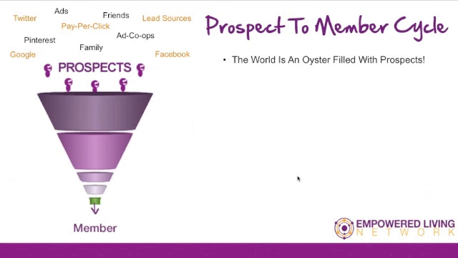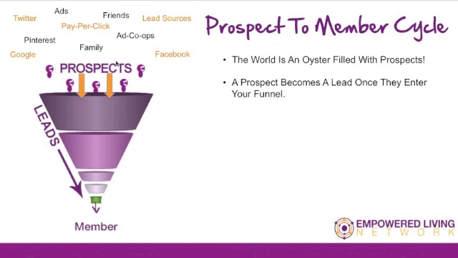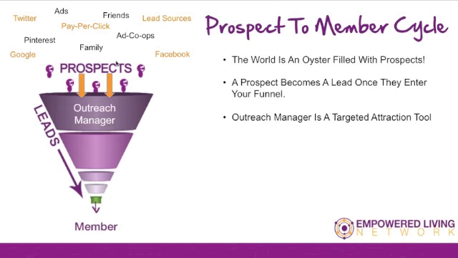Now watch this. The goal of this type of advertising, or this type of connection with friends and family, is to take prospects and get them into your funnel. Once they are in your funnel, and there are multiple ways you can do it, they're called a lead. A prospect is someone out there right now who knows nothing about Solavei and hasn't been connected to. They become a lead when they get into one of your systems, either Outreach Manager, which is a targeted attraction tool, or Share Solavei, which is a broad attraction tool.